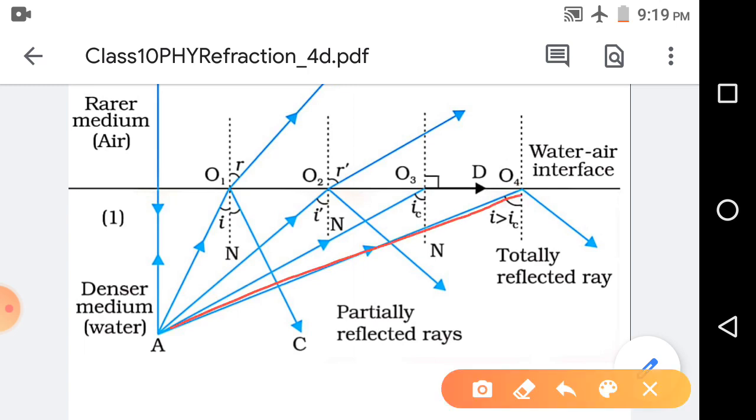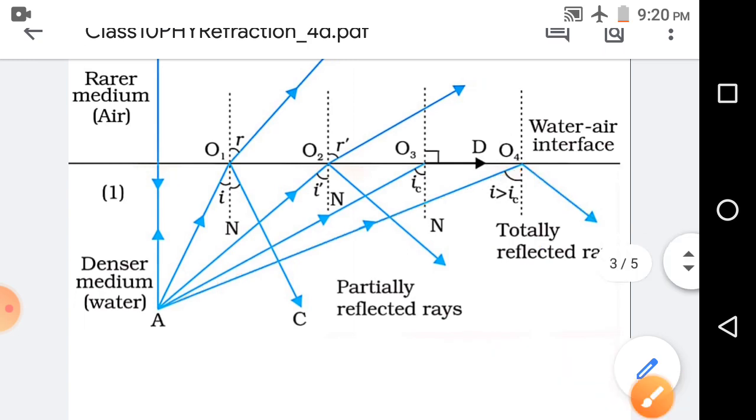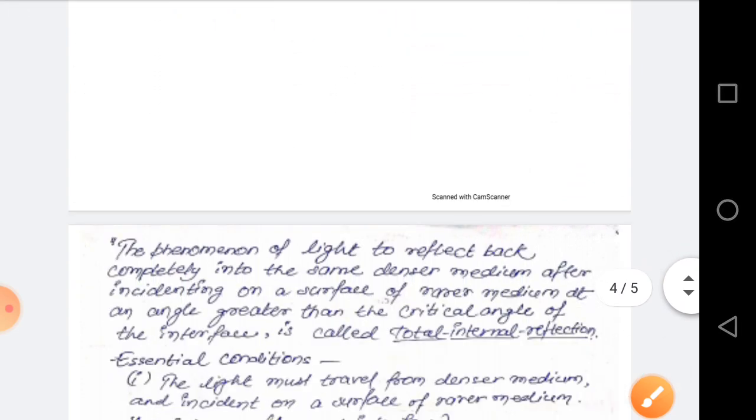There is no refraction; the light is completely reflected back into the same medium, and this phenomenon is called total internal reflection. So the light is totally reflected, completely reflected into the same medium, that is the denser medium. So we have the definition of total internal reflection like that.